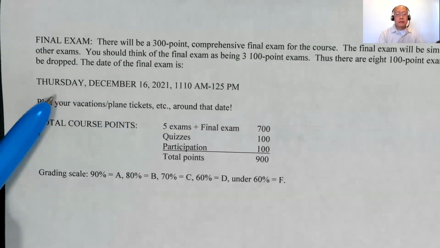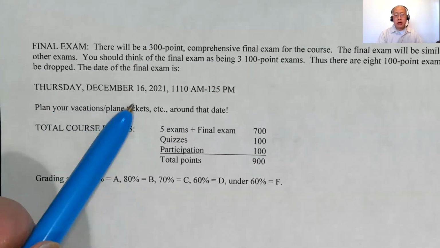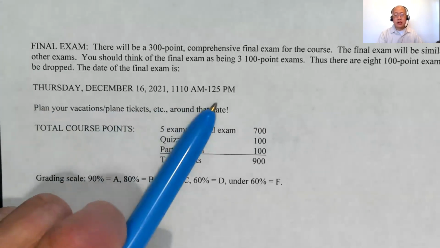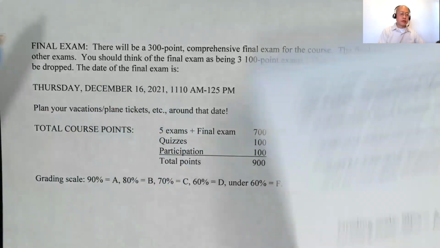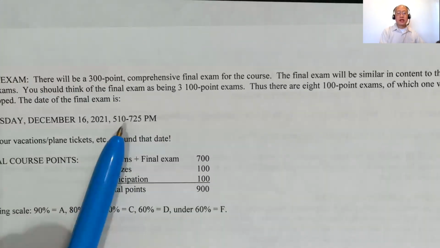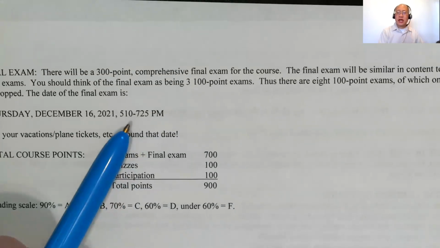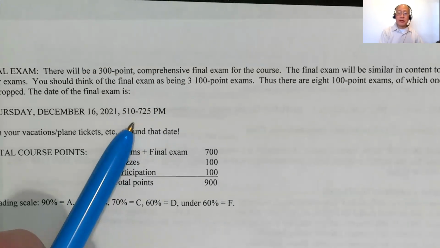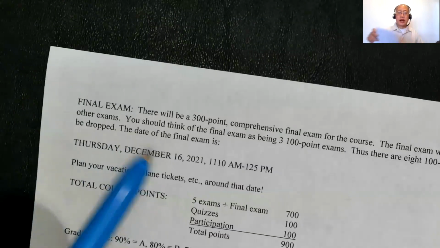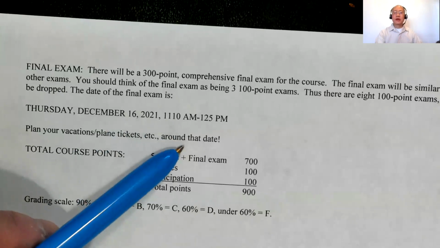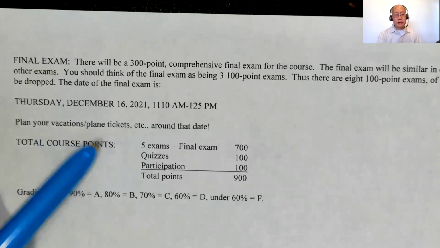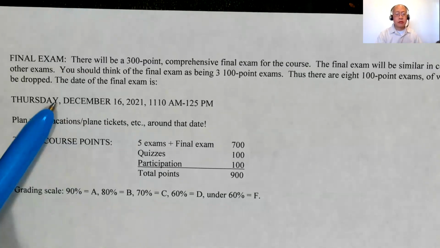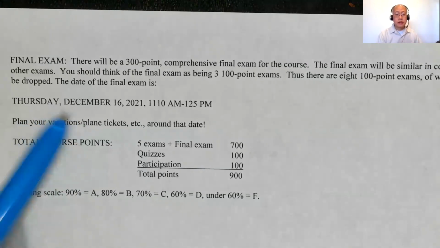Okay, we know the date of the final exam, Thursday, December 16th. For 11 o'clock people, it's 11:10 to 1:25. And the only difference for you 5 o'clock people is, of course, it's 5:10 to 7:25. And in case you're all wondering, I don't necessarily give the same exam for 5 o'clock and 11 o'clock. In case you think of just copying what the other section had, it doesn't work that way. So please plan your plane tickets, vacations, and so on around planning to come Thursday the 16th.